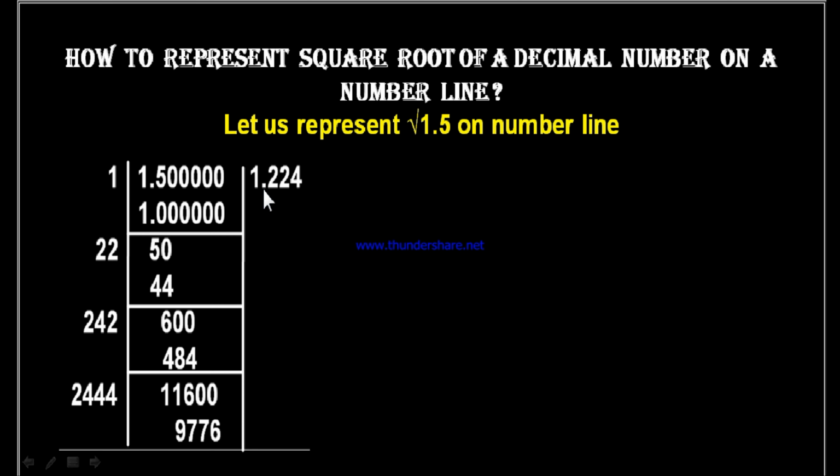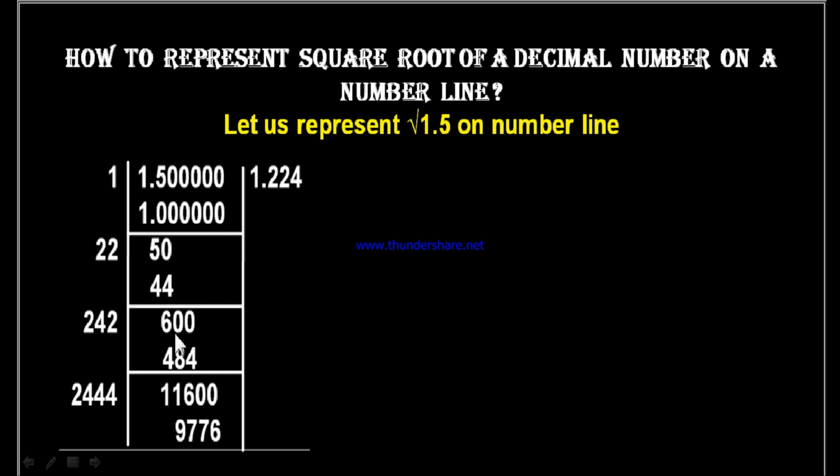Now we have to double this value 1. 1 into 2 is 2. Now if you take 2 here, you have to write 2 there also. 2 into 22 is 44. If you take 3 here, you should write 3 there also, and 3 into 23 will be 69, which is more than 50. Therefore, I wrote 2 here and there, and you multiplied this total value with this 2. 2 into 22 is equal to 44. 50 minus 44 is 6.